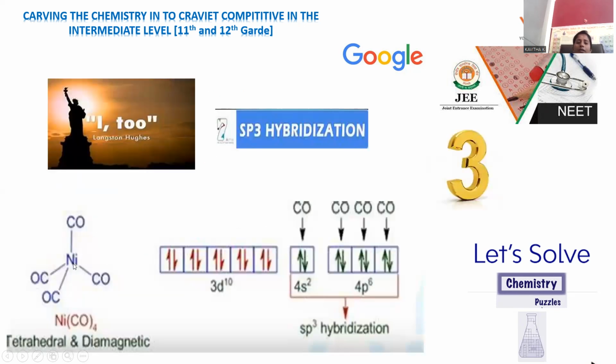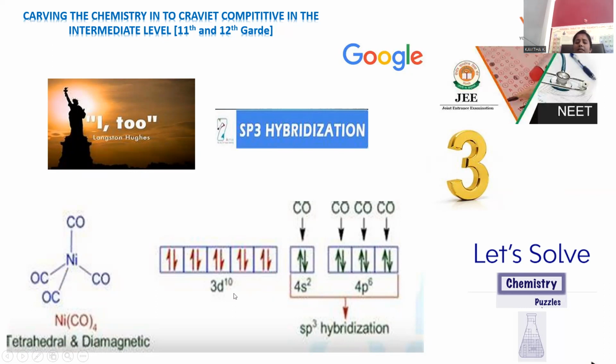Move on to another molecule, nickel tetracarbonyl. Nickel tetracarbonyl is perfectly tetrahedral in nature. All carbonyl ligands occupy the corners of the tetrahedron. Four carbonyls occupy the corners of the tetrahedron, the central metal is located in the center, and the set of four ligands is in tetrahedral geometry. So nickel tetracarbonyl is saying I too have sp3 hybridization, and it is counted as number 3.